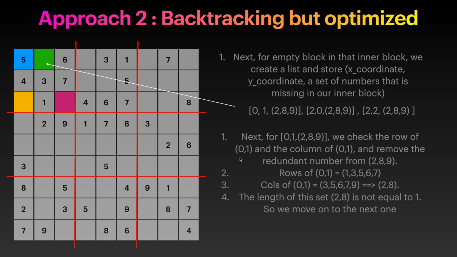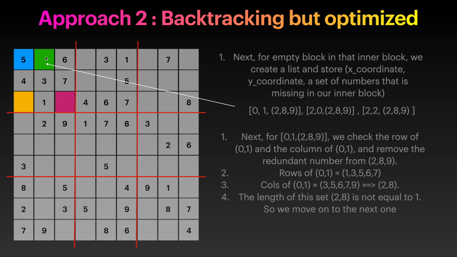The next step will be looking at this one first, 0, 1. We check the row of 0, 1. There will be this row, and those numbers are 1, 3, 5, 6, 7. And notice that this set and this set don't have any numbers in common, so there's nothing we can do. We look at the column of 0, 1. That's this guy, and we have 3, 5, 6, 7, and 9, and we have 9 as a common number. So for this one, 9 disappears, and we are left with 2 and 8. However, the length of this set is not equal to 1, so we cannot do anything.